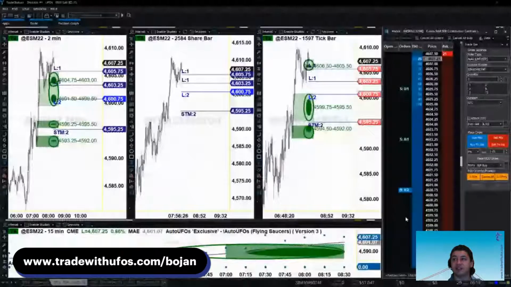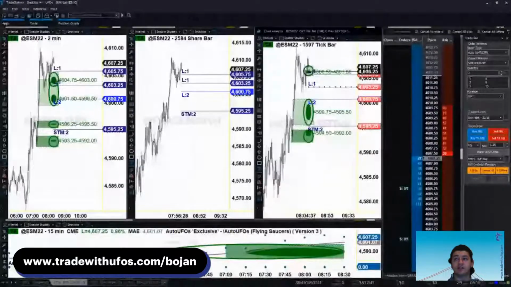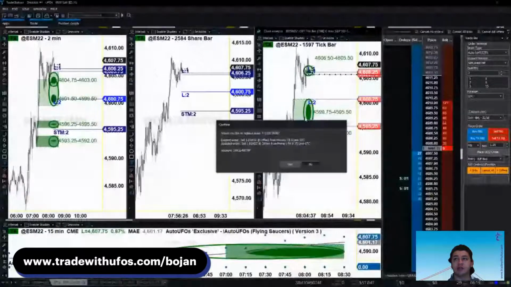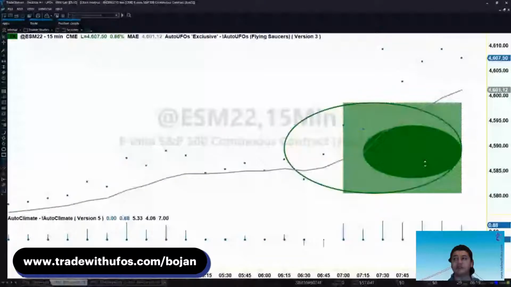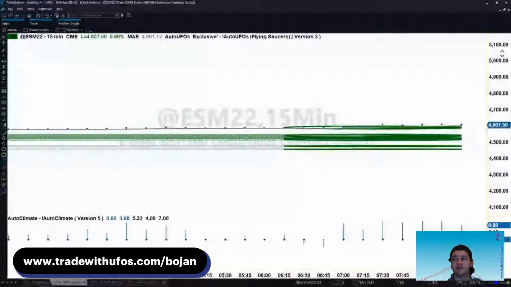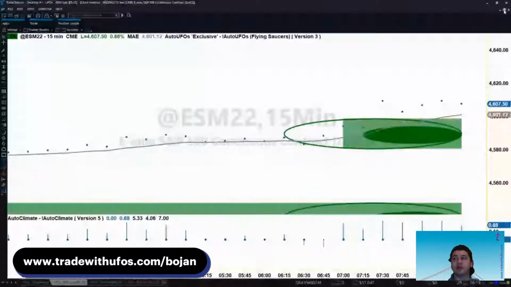Okay, so we said that we're risking 5.5 points. So 4,675 plus 5.5, we're looking at 4606.25. We're going to take this, put it right there. That's our T1. Now our T2, I'm just going to move this out of the way a little bit so I can see if we have a T2 that we can go to. And we do not. Price hasn't been here for a while, so we don't have any UFOs here.